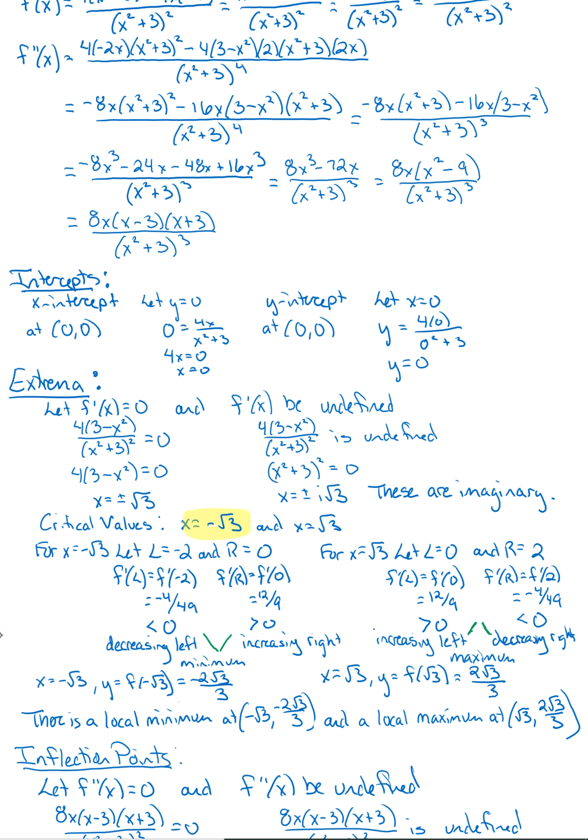Now we have to take a look at the other one. So for the other critical value, x equal to positive square root of 3, we're going to let L equal 0 and R equal 2. So notice I'm picking the left-hand value here is the same as the right-hand value there. Again, it has to be in between, and I've already calculated the first derivative here, so it's going to make life really, really simple. And then looking for something to the right of square root of 3, again, since the square root of 3 is approximately 1.7, 2 is a little bit bigger than that, so that's going to work just fine.